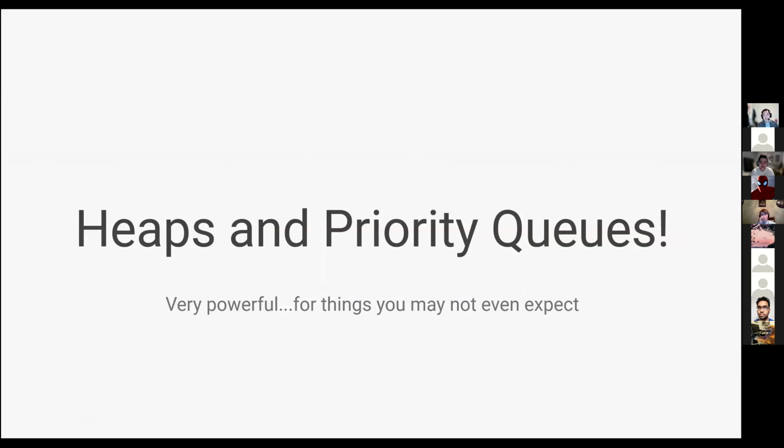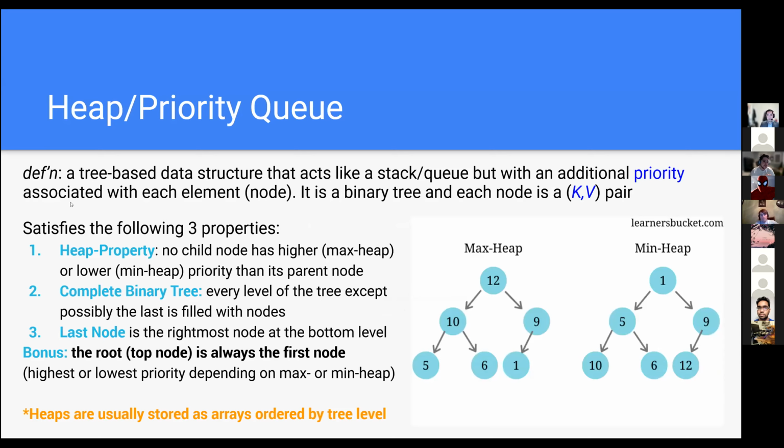Okay, so let's see here. So I'll read the definition again. So heap / priority queue is a tree-based data structure that acts like a stack or queue, but with an additional priority associated with each element as its node. It is a binary tree, and each node is a KV pair. So now a little confused. So first of all, it also comes in 2 flavors, min heap and max heap. I'll explain the difference in 1 second.